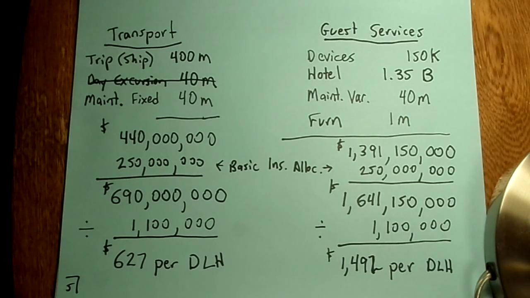And this meant for transport, we're multiplying $627 per every direct labor dollar. And where that says DLH, that's a slightly misleading thing. It should be DL and then a dollar sign. And for guest services, we're allocating $1,492 to every direct labor dollar.